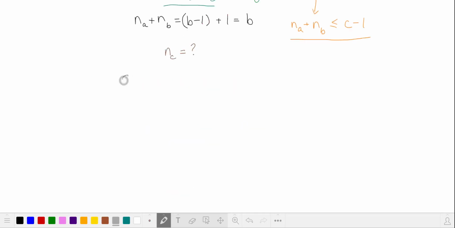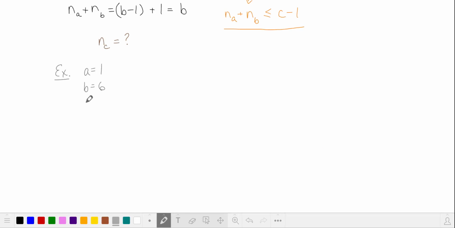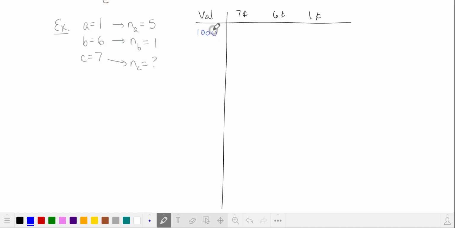To do that, let's just start with an example. Let's say A is equal to 1, B is equal to 6, and C is equal to 7. Since B is worth 6 cents, we need 5 1-cent stamps to cover all the stamps from 1 to 5. We only need 1 6-cent stamp. Now let's see how many 7-cent stamps we need. We're going to look for a pattern in the number of 7-cent stamps for different values from 1 to 1,000.